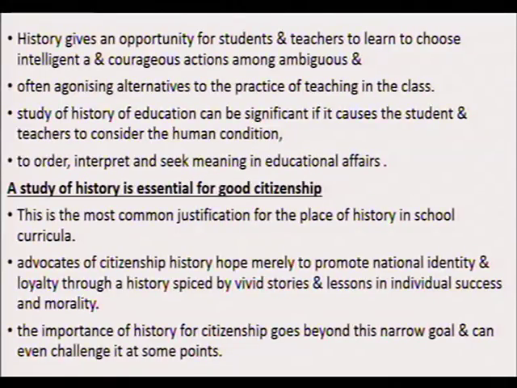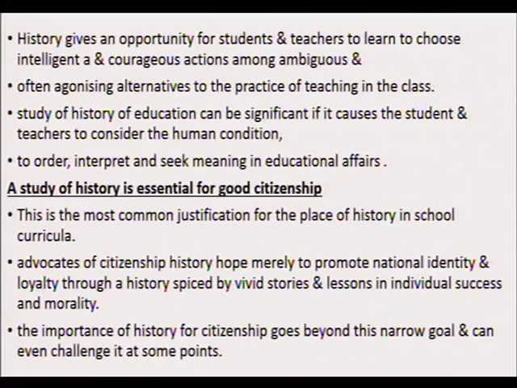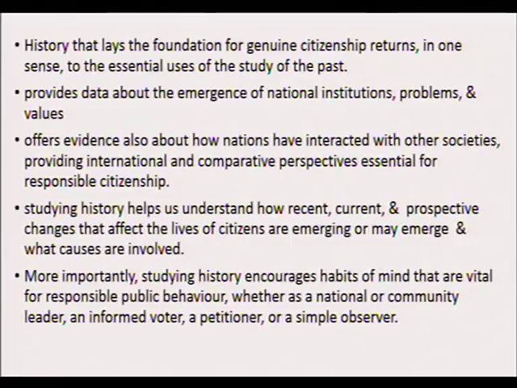It's one of the most common justifications for the place of history in our school curricula, and advocates of this kind of education hope to promote national identity and loyalty through a history spiced with vivid stories and lessons in individual success and morality. But we must consider that history is far more than that. The history for citizenship goes beyond this narrow goal, and it can even challenge it at some points. We say this because history can lay the foundation for genuine citizenship in one sense to the essential uses of a study of the past.